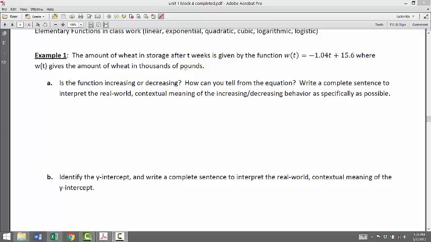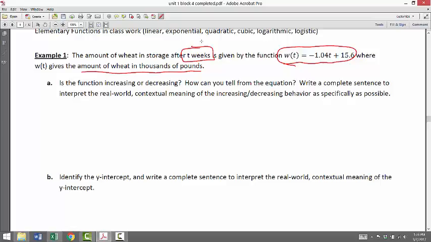We are starting on page 6, which is example 1. It says that the amount of wheat in storage after t weeks is given by the function w of t equals negative 1.04t plus 15.6. W of t stands for the amount of wheat in thousands of pounds, and they already told us that t is the number of weeks that it's been in storage.